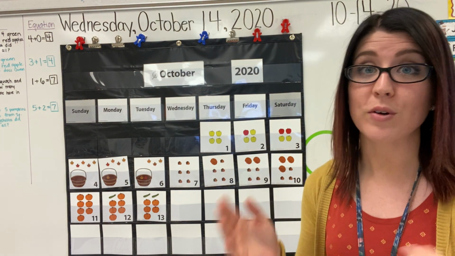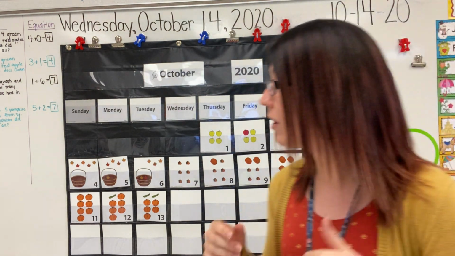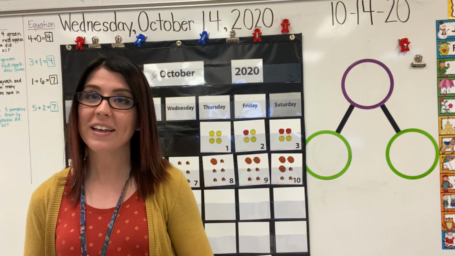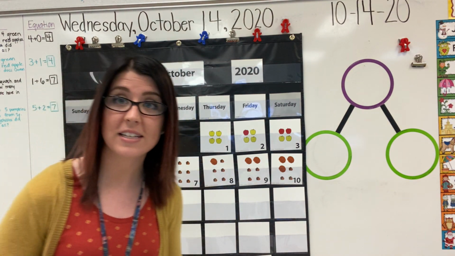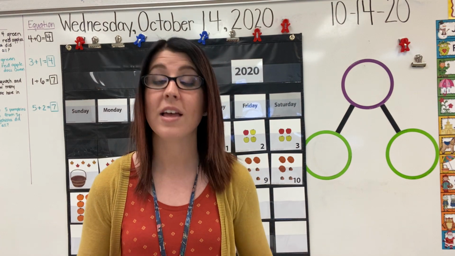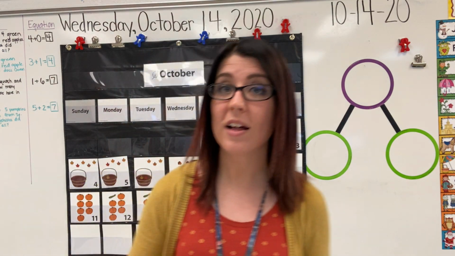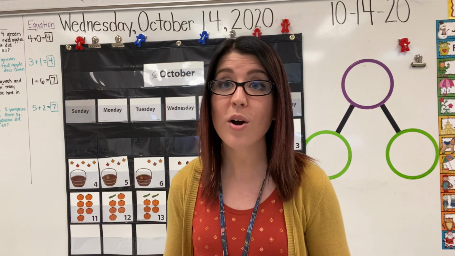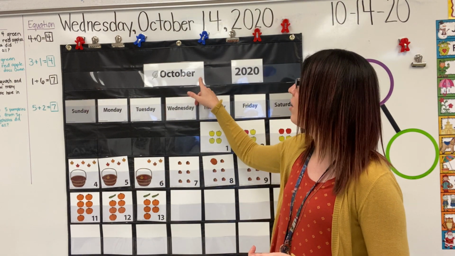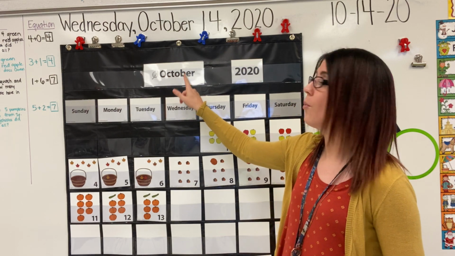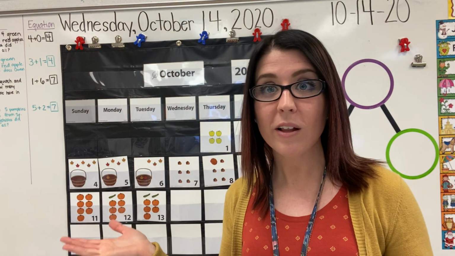Spell October, spell October, spell October now with me. O-C-T-O-B-E-R, O-C-T-O-B-E-R. Spell October, spell October, spell October now with me. O-C-T-O-B-E-R, O-C-T-O-B-E-R. Now you can learn how to spell October.